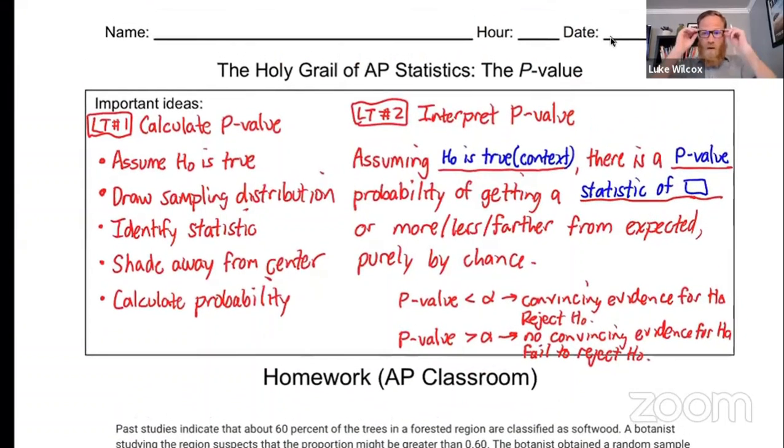So listen, I hope at this point you understand how important the p-value is for AP statistics. It is the holy grail, the thing we've been working towards the whole year. And it is the understanding of that p-value that ultimately leads to the conclusion that you're probably used to writing at the end of a significance test.